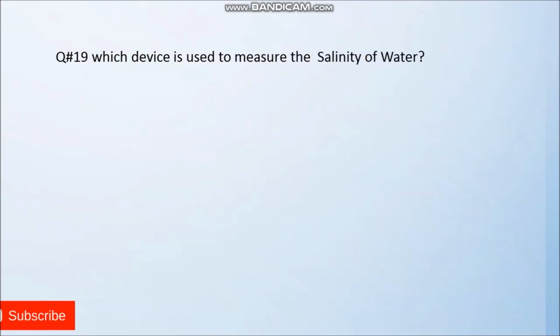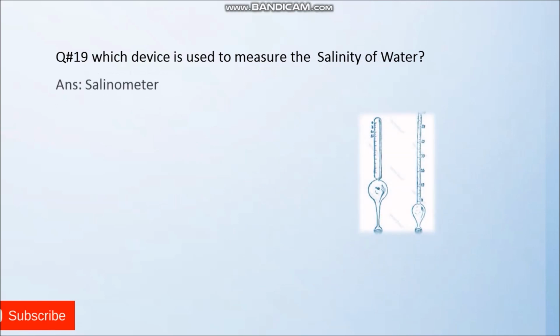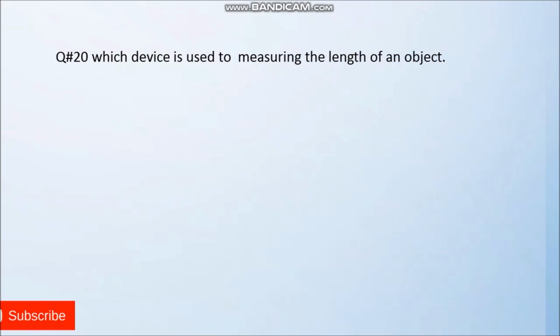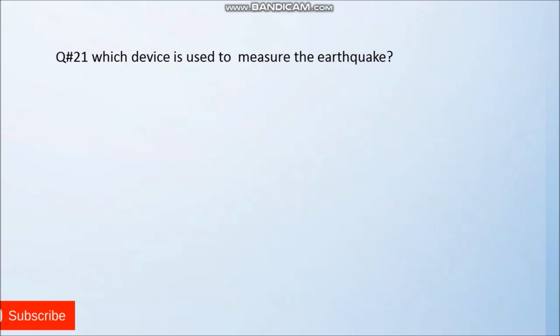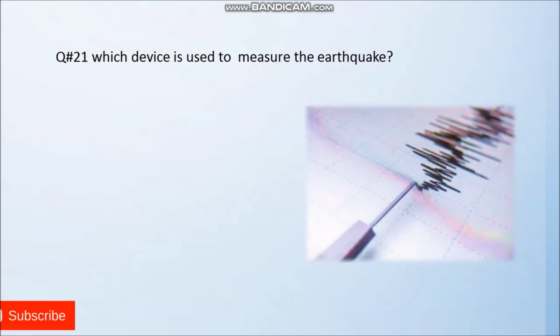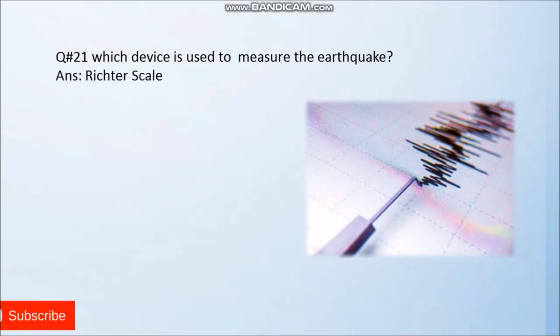Question number 19, which device is used to measure the salinity of water? Answer is salinometer. Question number 20, which device is used to measuring the length of an object? Answer is rule meter. Question number 21, which device is used to measure the earthquake? Answer is Richter scale.